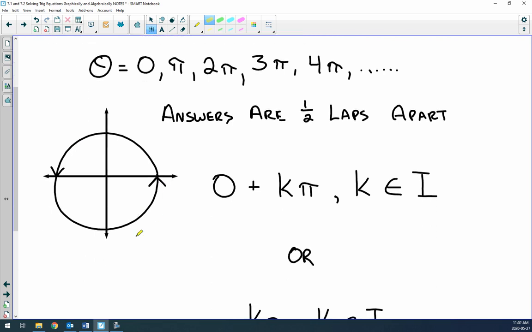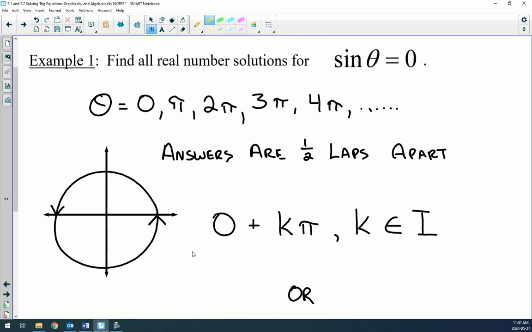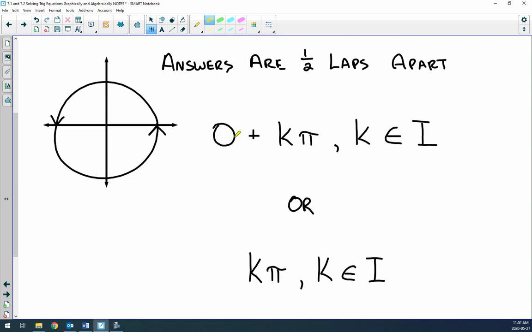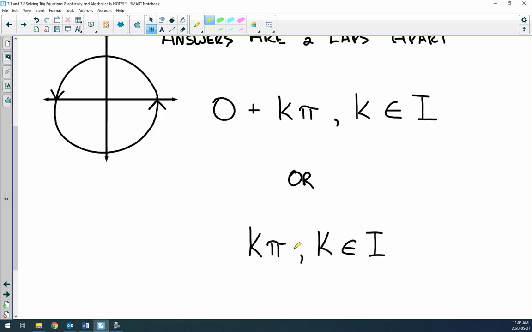So what we can do is create a general solution for that. One of them is 0 plus k pi, and k pi is just an integer. That's why we put k is an element of I, which means it has to be an integer. It means no decimals, no fractions, anything like that, but it could be positive or negative. Or if you wanted to shorten it up, it could just be k pi, where k is an integer.